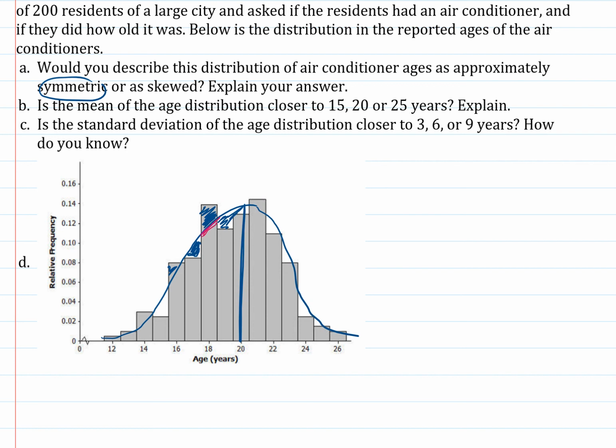Is the mean closer to 15, 20, or 25? Well, we sort of drew it in. I would say the average is about 20, because that's the center of my symmetric curve. And how about the standard deviation? Well, I see that this shape is concave down about here and concave up about here. So my inflection point is approximately here. And so my standard deviation would be the distance from the mean, 20, to that inflection point at 23. So my standard deviation is about 3.